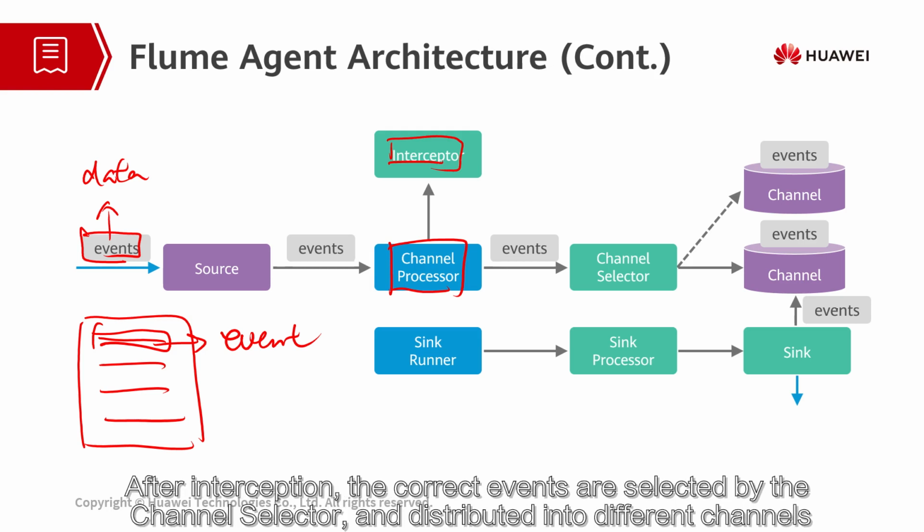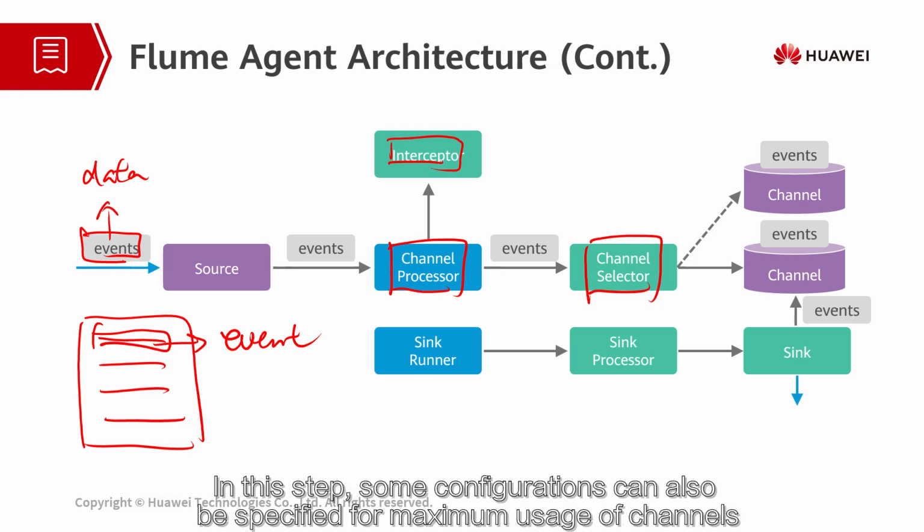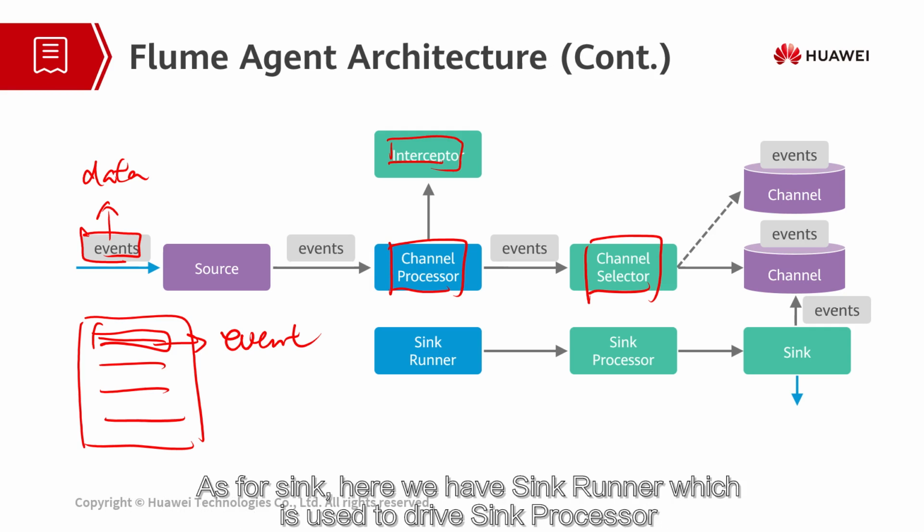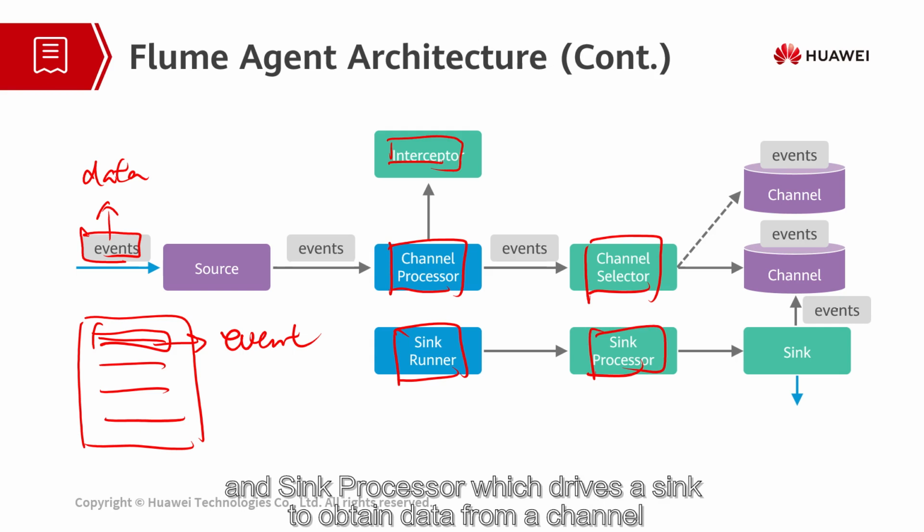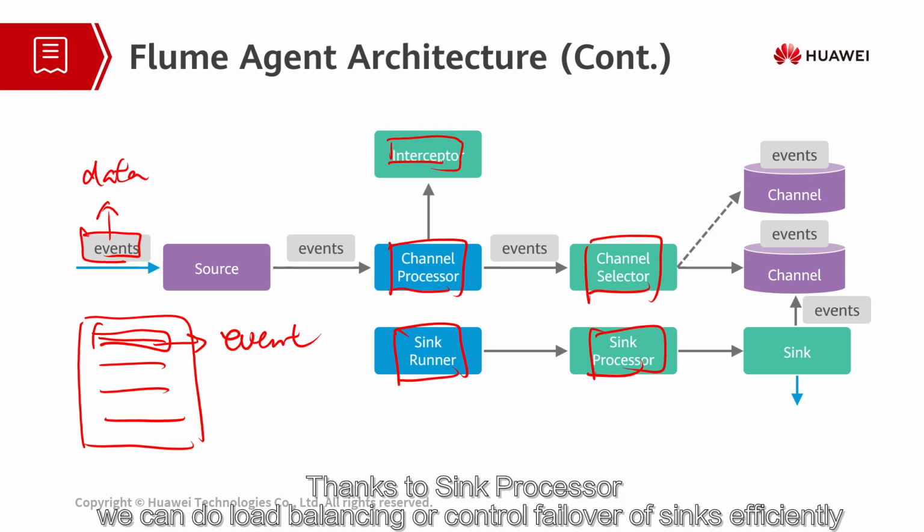After interception, the correct events are selected by the channel selector and distributed into different channels. In this step, some configurations can also be specified for maximum usage of channels. As for sink, here we have the sink runner, which is used to drive the sink processor, and the sink processor drives a sink to obtain data from a channel. Thanks to the sink processor, we can do load balancing or control failover of sinks efficiently.